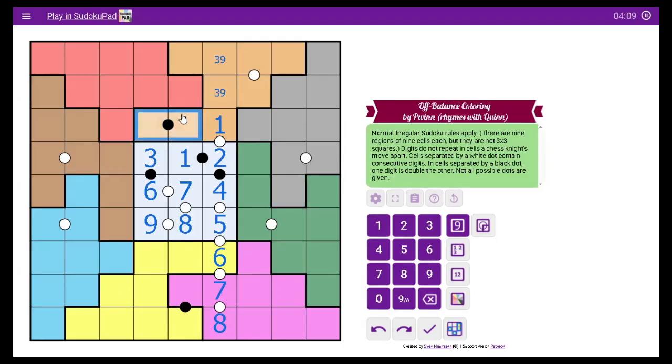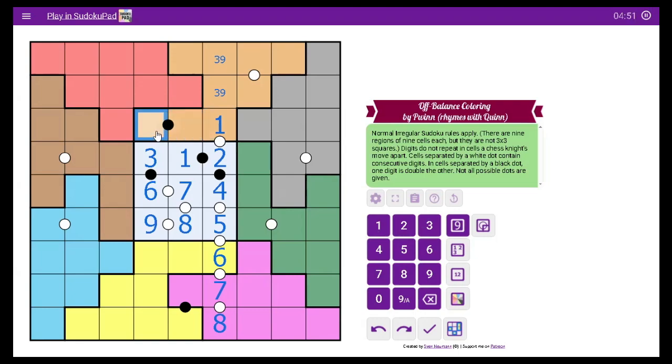I could do something with this dot, maybe. Interesting. Yeah, I'm going to do something with this black dot. So the black dot doesn't have many options. It could be a 1, 2, which it can't. Obviously, it could be a 2, 4. It could be a 3, 6, or a 4, 8.